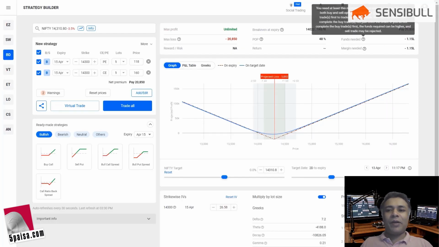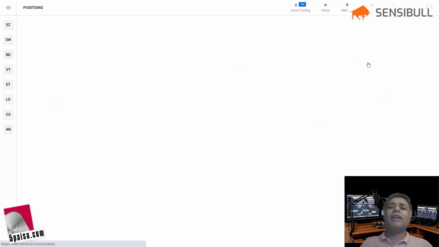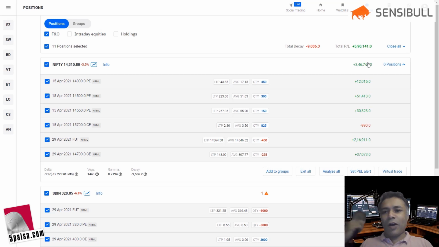Now comes my favorite part. So a lot of us have positions, right? Complex option positions, and we have no idea how much money we'll lose or make from those positions. For example, I have all these positions here. I have put options long, I have call options long, I have some futures short, and I have another call option short here.